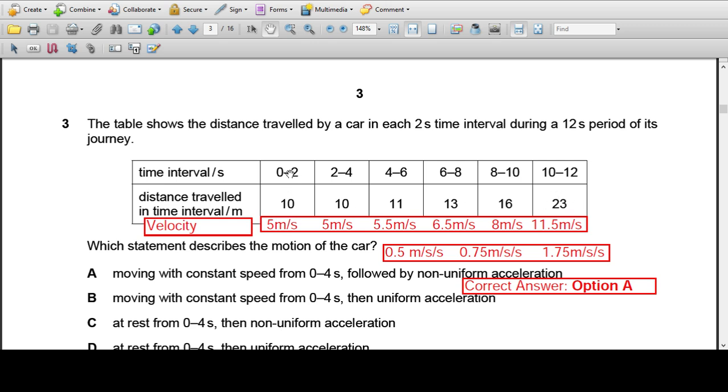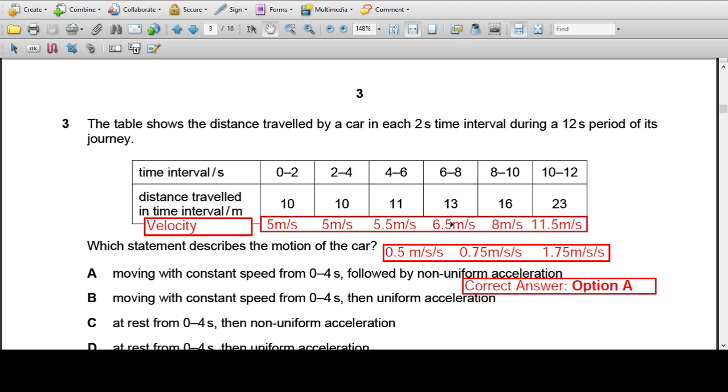So the speed in 0 to 2 is 5 meters per second. From 2 to 4, again an interval of 2 seconds, it is 5 meters per second, and again 4 to 6 is 11 meters, so in 2 seconds the speed is 5.5 meters per second. For this, 13 divided by 2 is 6.5 meters per second. For this, 8 meters per second. For this interval, 23 divided by 2 is 11.5 meters per second.